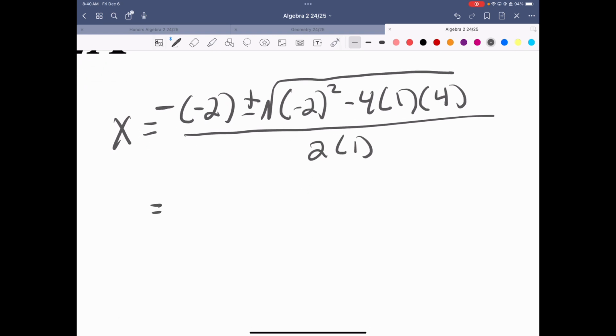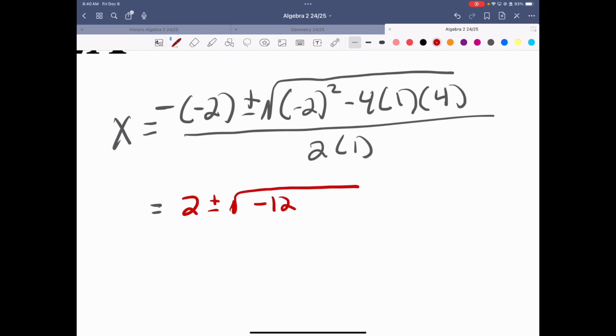All right, now we'll just kind of solve it together. The negative of negative 2 is 2, plus or minus the square root. Negative 2 squared is 4. 4 times 4 is 16. So 4 minus 16 is what that's going to be. 4 minus 16 is negative 12.